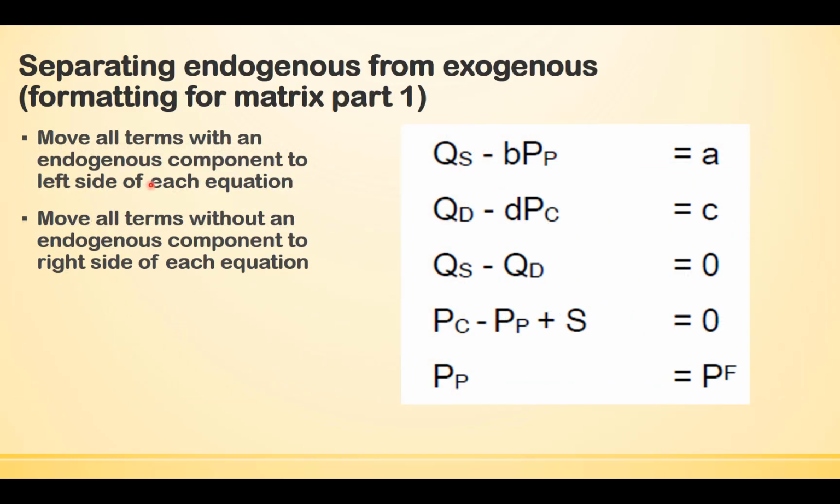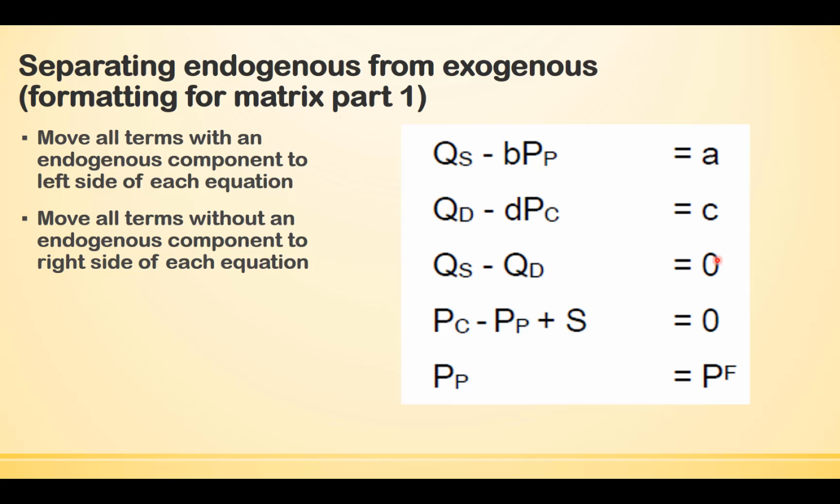So our rules: move all terms with an endogenous component. So if it includes an endogenous variable, it goes on the left-hand side of the equation. If it does not have an endogenous component, if everything is exogenous, move it to the right-hand side. And so that leaves us with equations that look like this. The quantity supplied minus the slope times the producer price is equal to the intercept, right? So we have the exogenous piece from the equation sitting over here by itself, QS minus B times P, QD minus D times P, and that'll be equal to the intercept.